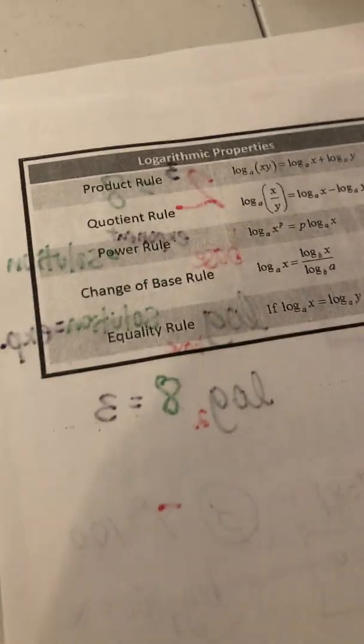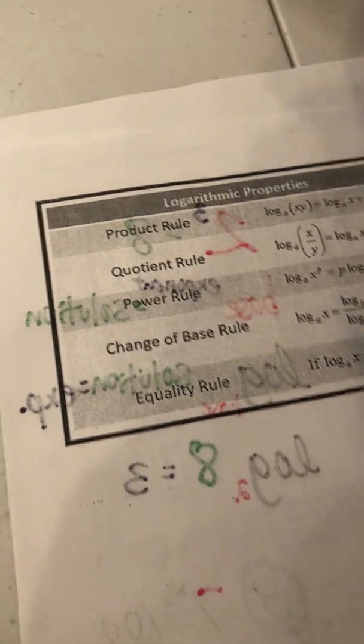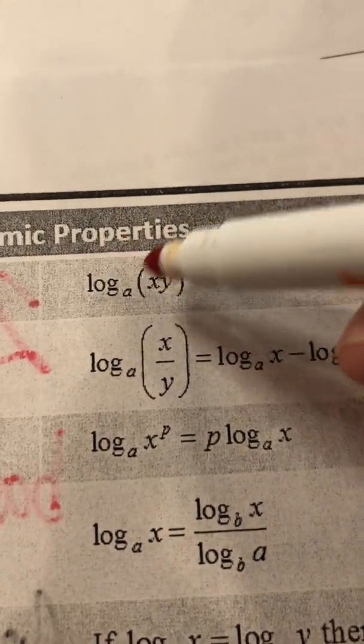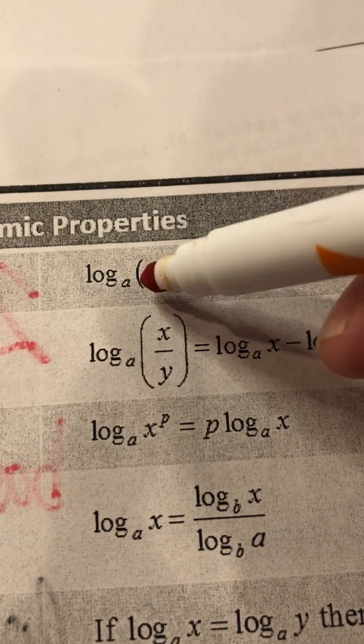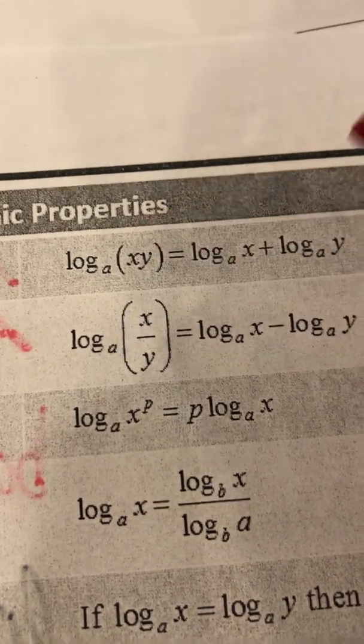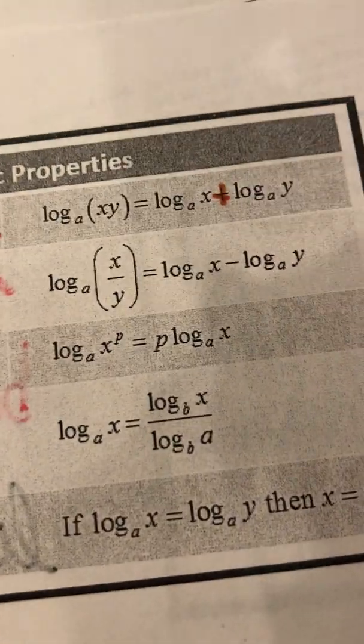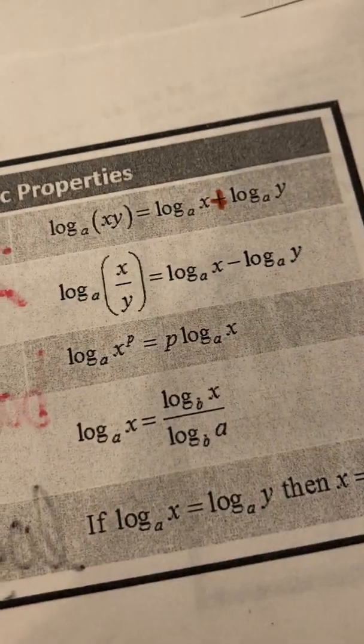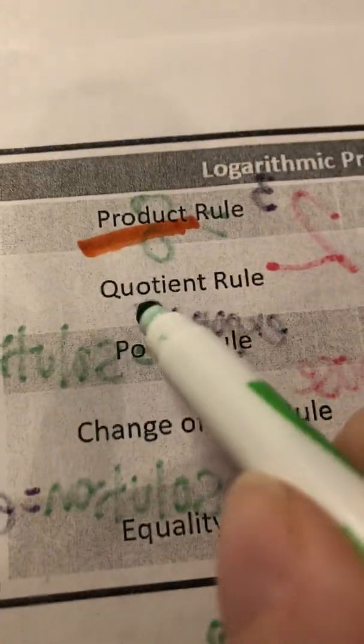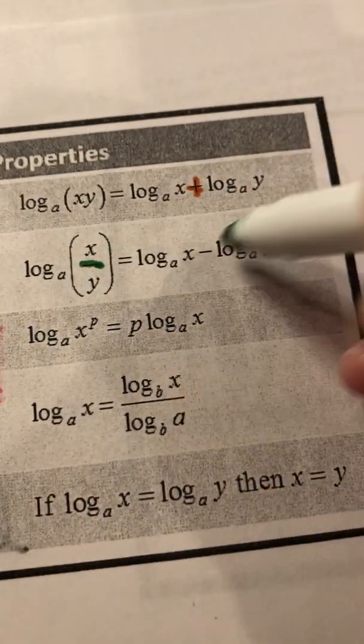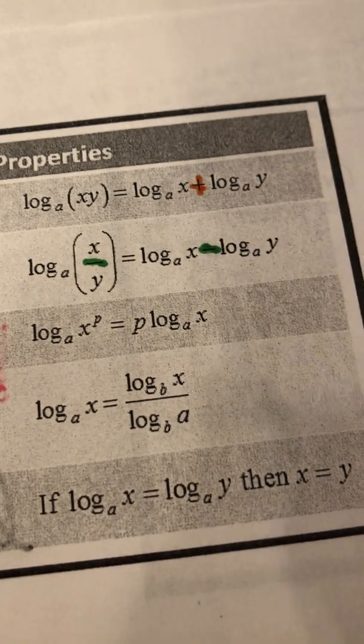All right, moving to the back of this. I didn't mess it up too bad. Okay, so let's start here at the top. Product rule says that if I have a log of something times something with a common base, if I have x times y, I can add them through expansion. Okay, quotient, of course, means division. Quotient says that if there is a division, I can subtract them.